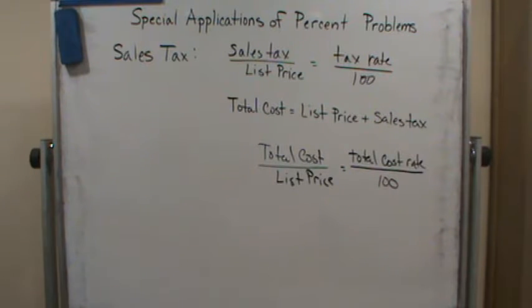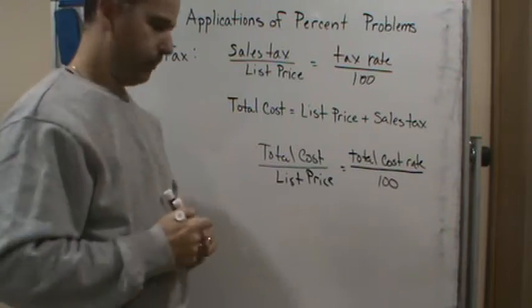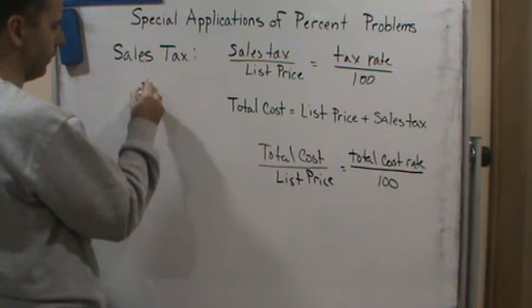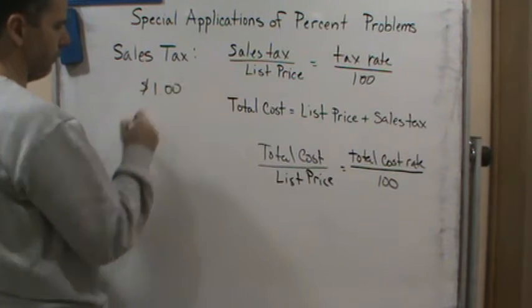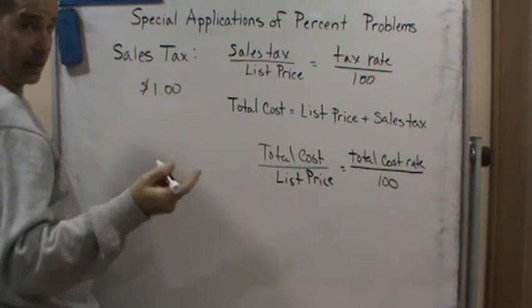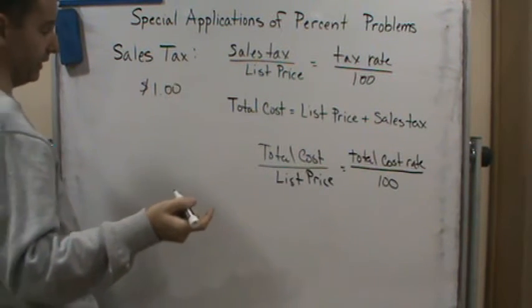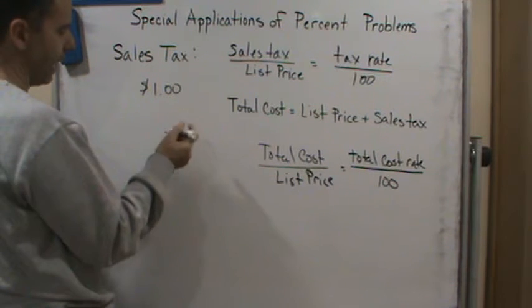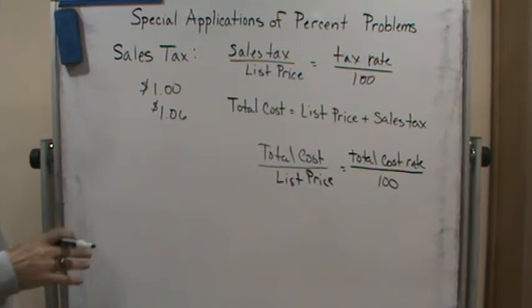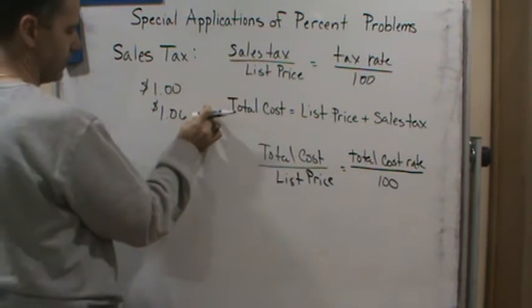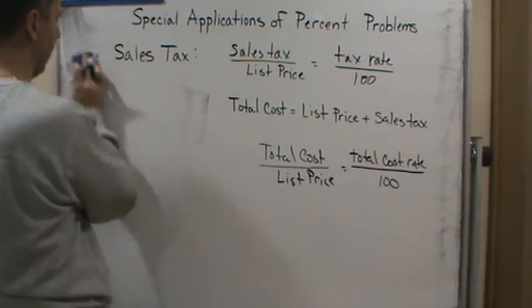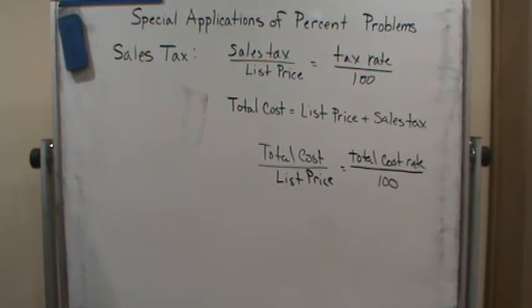So now realize that, for example, if the sales tax is 6%, that means every dollar you're paying for something, you're going to add on 6% of that, so you're going to add on 6 cents. So for something that costs $1, you're going to actually end up paying $1.06. So the sales tax rate goes on top. Okay, so let's take this situation here in this example.